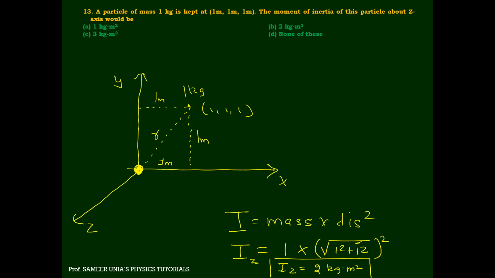Did you understand? Moment of inertia about z axis, meaning indirectly they are asking you the moment of inertia about the origin. Remember this thing, because the z axis is passing through the origin and we don't require the distance from the z axis. We don't require the z coordinate. I'm very sorry. We don't require this thing. We require this thing and this thing.